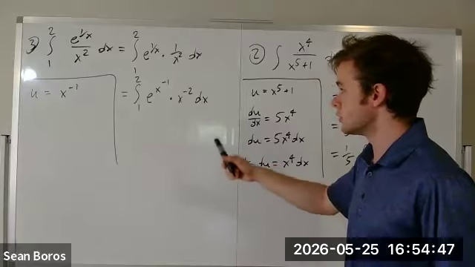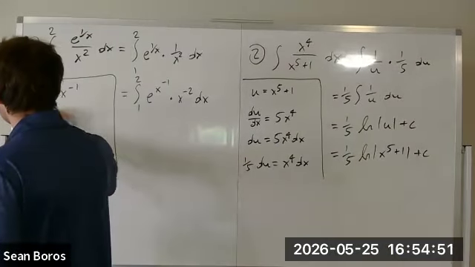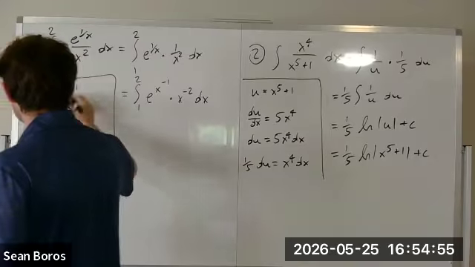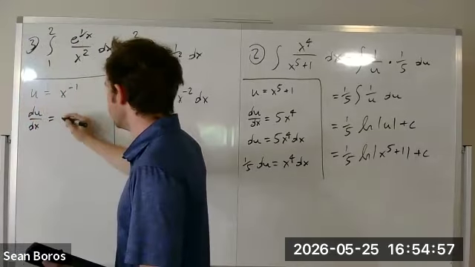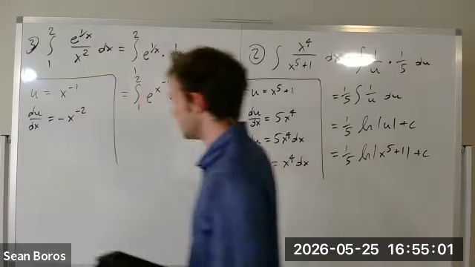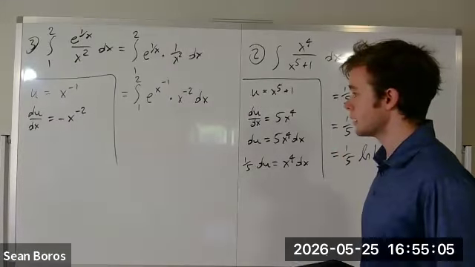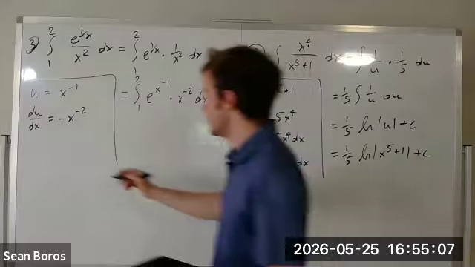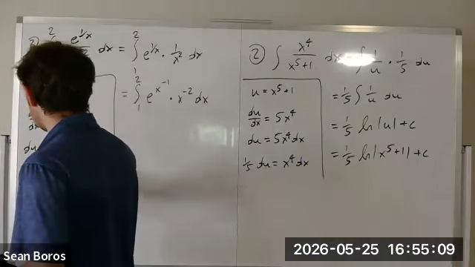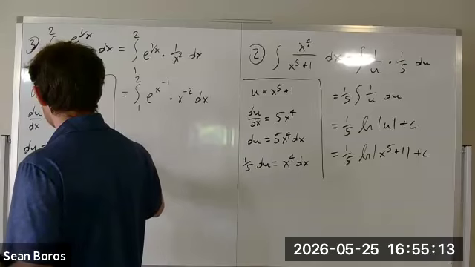So if that's our inside function, now we've got to take the derivative of both sides. So du by dx equals the derivative of the right side. We pull out the exponent and reduce the exponent by 1 to get negative 2. Now we move the dx to the other side. So du equals negative x to the negative 2 dx.